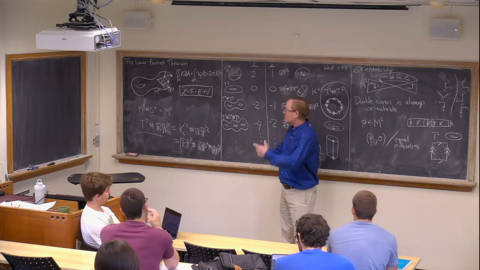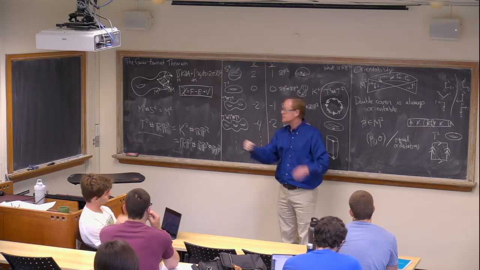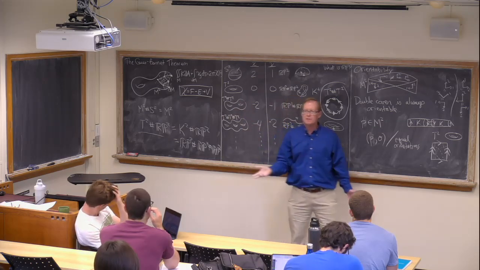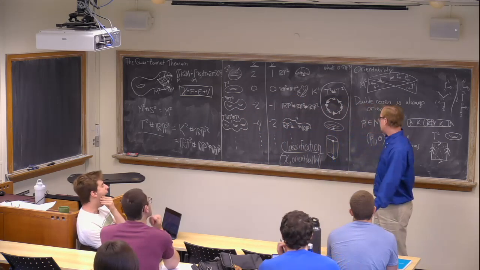If your surface has boundary, we'll go ahead and fill in the boundary with a disk. So you get one of these surfaces. These are surfaces without boundary. Fill in the boundary with a disk, and there you go.